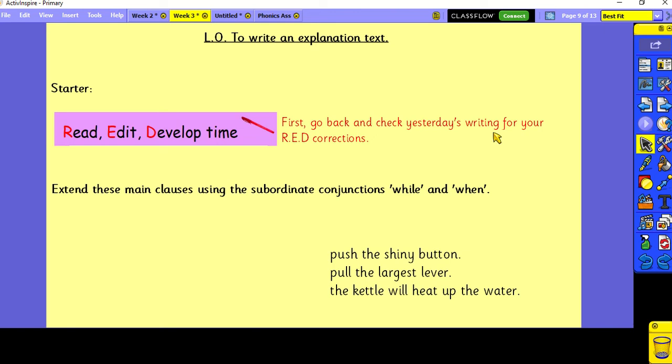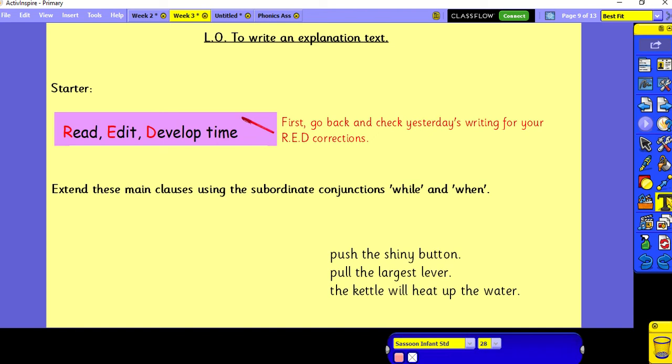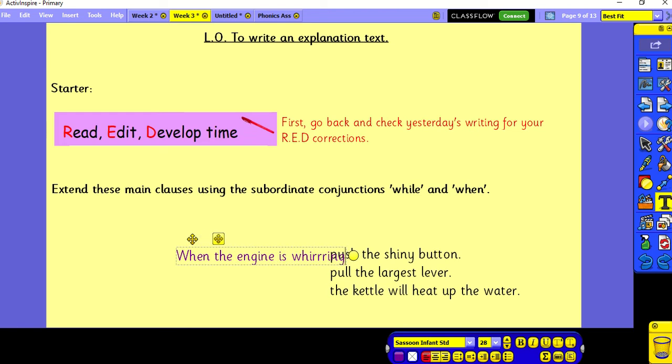Now, today's starter is to extend these main clauses using the subordinate conjunctions while and when. And you can choose which one you want to use. So, I would use one of each. I will have a go at the first one for you. So our main clause is push the shiny button. And my sentence, I'm going to use when. So I'm going to say when the engine is whirring, comma, push the shiny button.